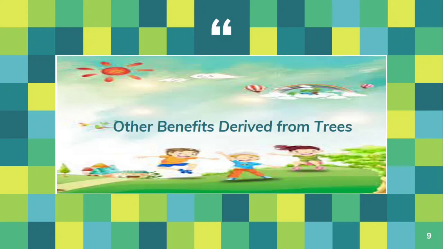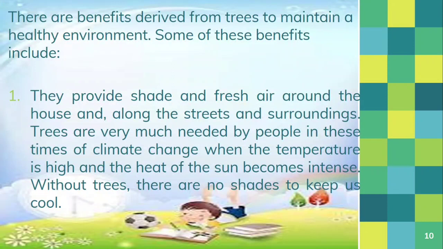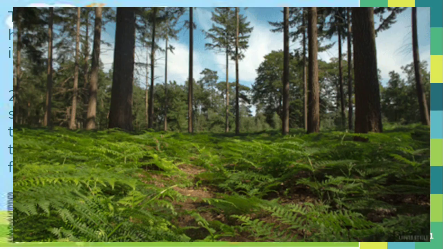Other benefits derived from trees. There are benefits derived from trees to maintain a healthy environment. Some of these benefits include: Number 1. They provide shade and fresh air around the house and along the streets and surroundings. Trees are very much needed by people in this time of climate change when the temperature is high and the heat of the sun becomes intense. Without trees, there are no shades to keep us cool. Number 2. They protect the soil from erosion.